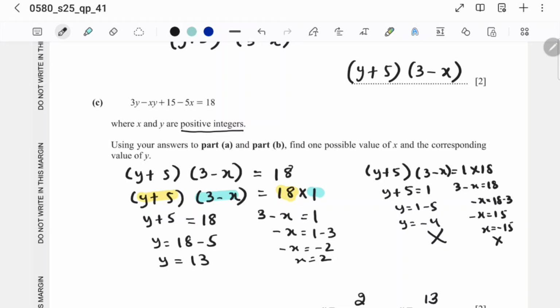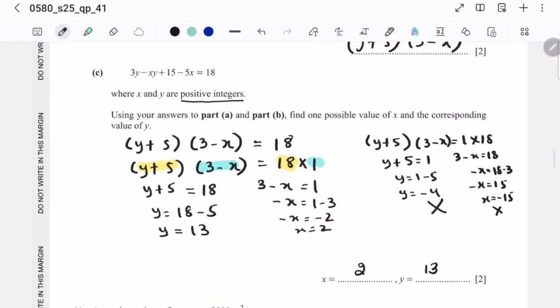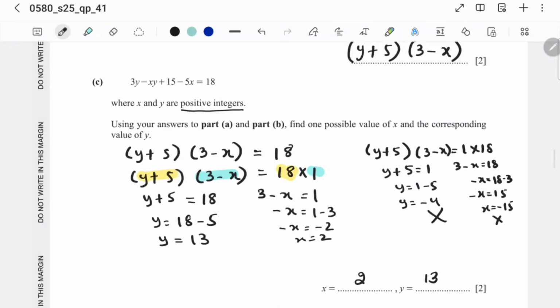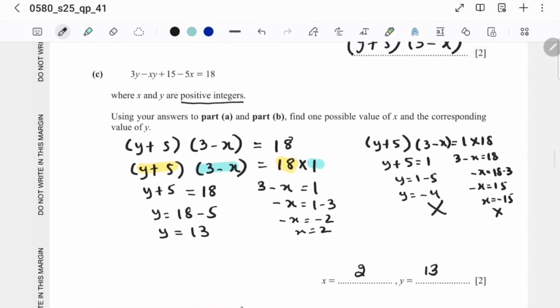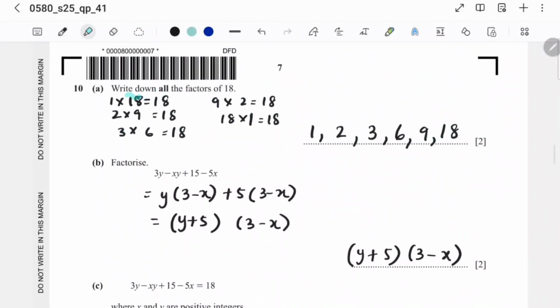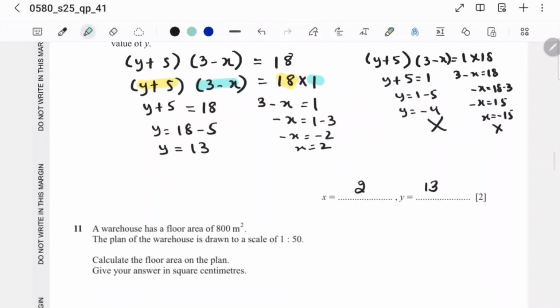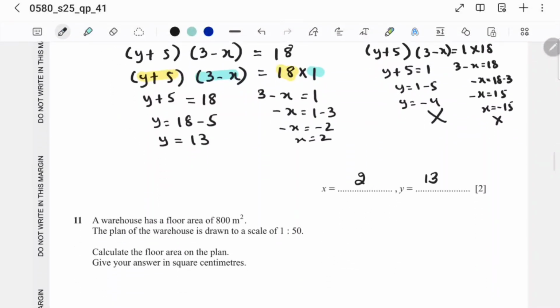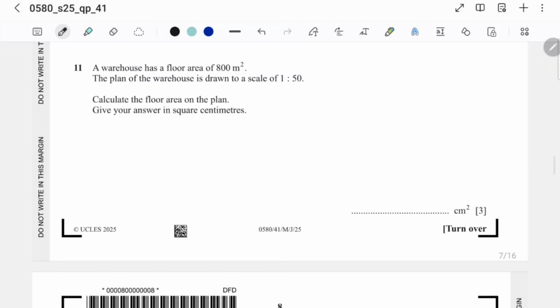You can try the other options as well, and you can have other answers. But right now I've shown you that x is equal to 2 and y is equal to 13 is one possible value for x and the corresponding value of y which is asked in the question. It's a 2 marks question, and I used the answers from part A and part B both for solving this question. I hope you understood.